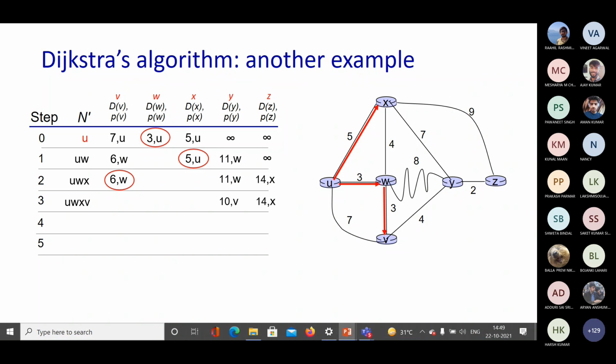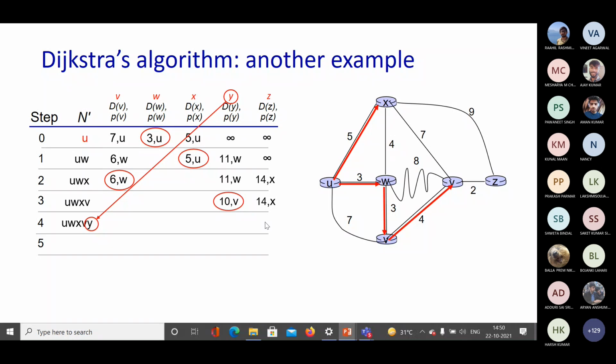Now among these, Y will get into N dash, because it has the minimum cost. So now Y comes, you have traversed Y, and then what's the direct connection from Y? You have X and you have Z, but X has already been visited, so only Z remains. So now what should be the value here for Z?